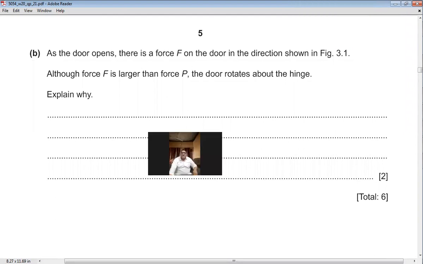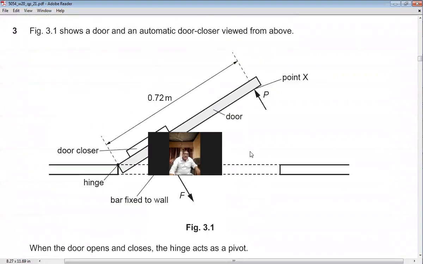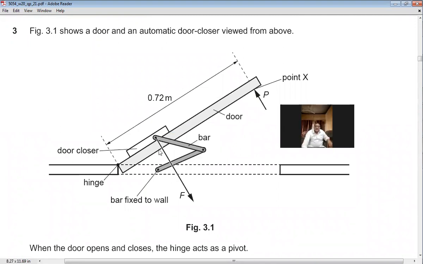His question is, as the door opens, there is a force F on the door in the direction shown in figure 3.1. Although the force F is larger than the force P, the door rotates about the hinge. Explain why. He's talking about this force. Let me show you that diagram so you can understand what we're talking about. You can see this F force is quite large, and this P is smaller.